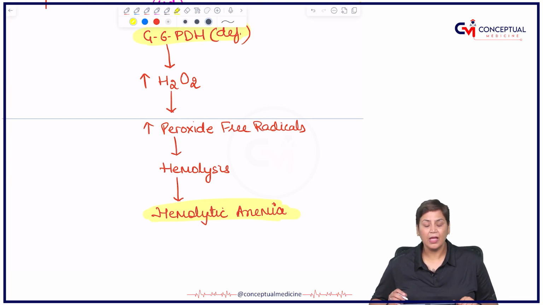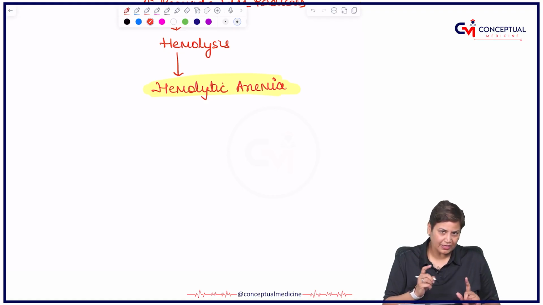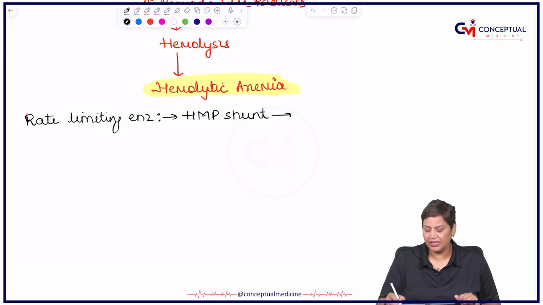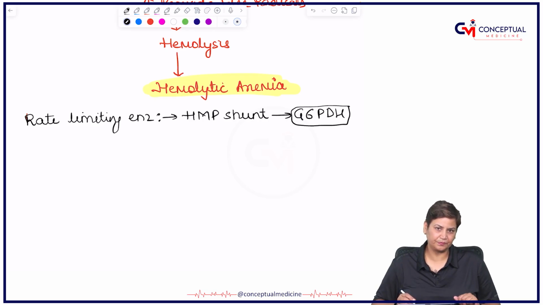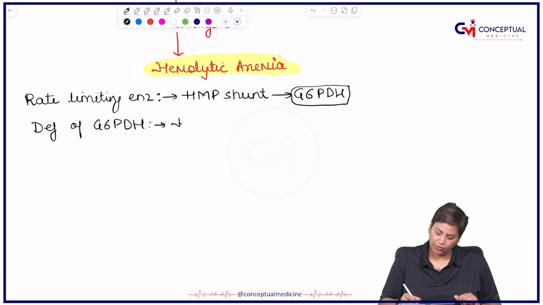Very, very important. Now the question is, what is this? Everything revolves around G6PDH. So always remember one thing, and that is why we say that the rate limiting enzyme of the HMP shunt is G6PDH. It becomes the rate limiting enzyme also. And just now I told you, deficiency of G6PDH will lead to hemolytic anemia.